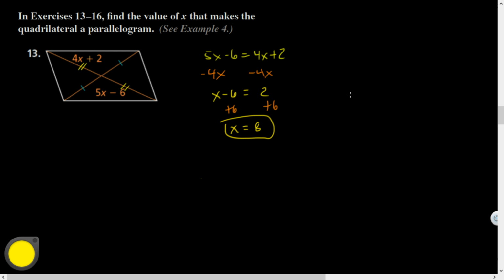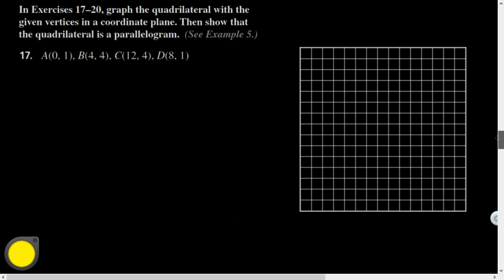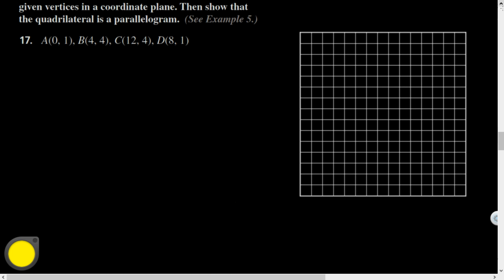There we go. So x equals 8 would be the value that would make those diagonals bisect each other, and then by the parallelogram diagonals converse, the quadrilateral would be a parallelogram itself. So there we go.